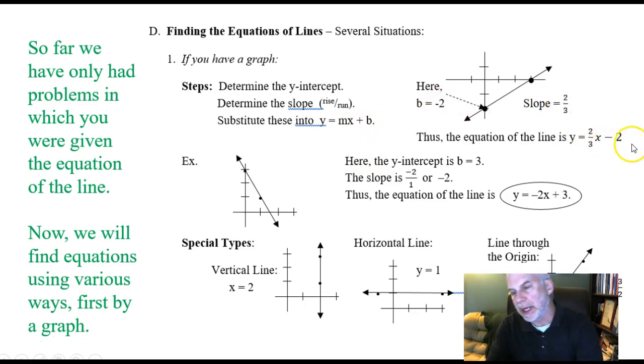But plus -2 is the same as just -2. It's still, the 2 is negative. So you could say plus -2 or just -2. And there's your equation of the line.